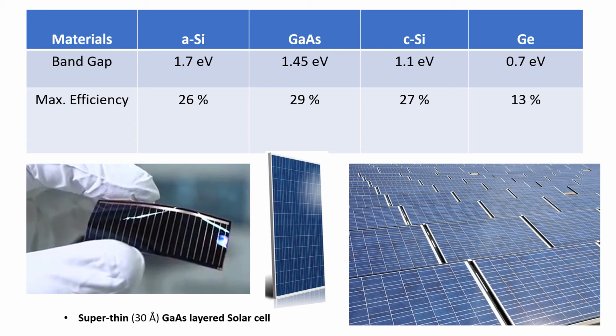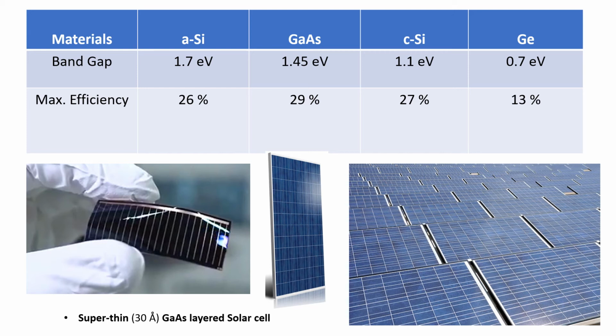The band gap of amorphous silicon is 1.7 electron volt, that of gallium arsenide is 1.45 electron volt, crystalline silicon is 1.1 electron volt, and germanium is the lowest at 0.7 electron volt. The efficiencies shown by these solar cells are: for gallium arsenide a maximum efficiency of 29%, crystalline silicon a maximum of 27%, and germanium 13%.